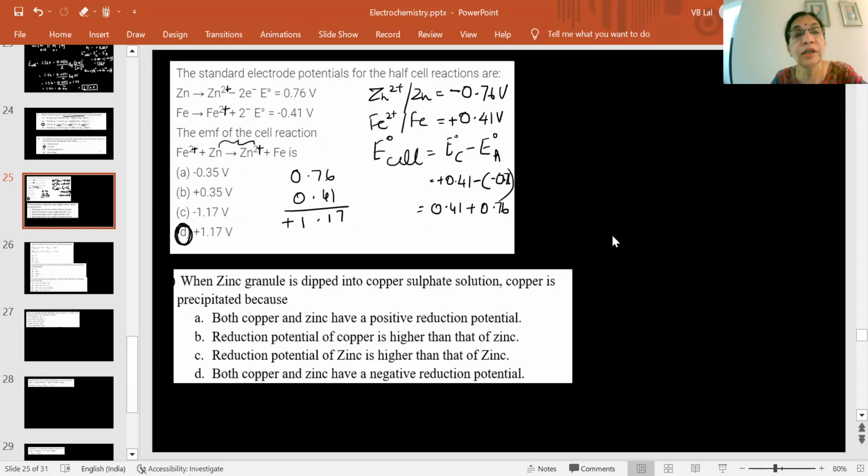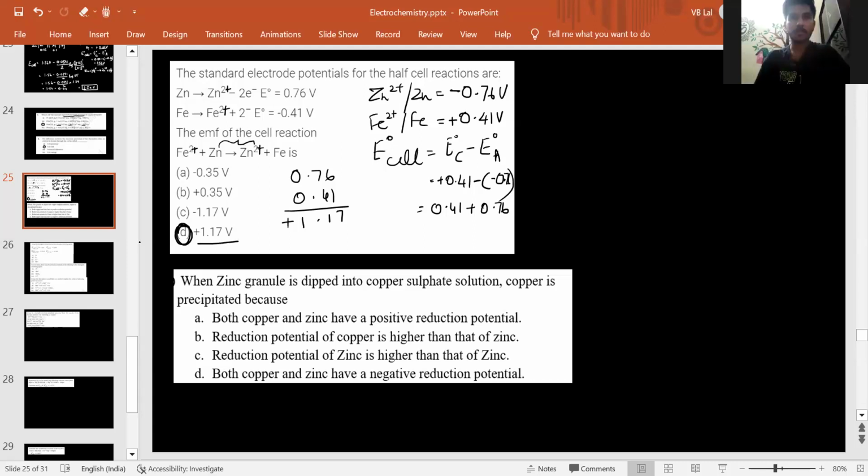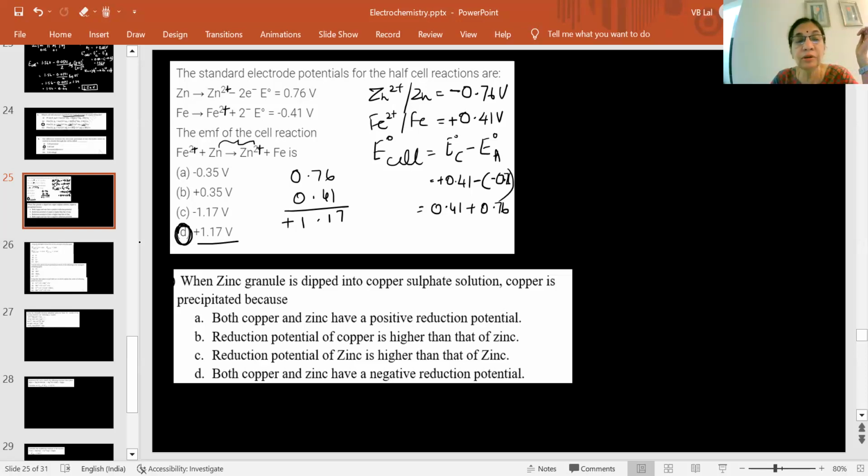Yes. Now, did you understand, all of you, why I got D as the answer? Yes, okay. Now, the next one. Zinc granule is dipped into copper solution. Copper is precipitated. When a zinc rod is dipped in copper sulfate solution, copper is precipitated. Why? Can you tell me why?